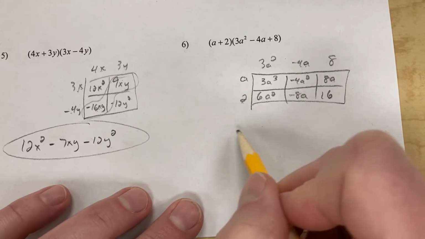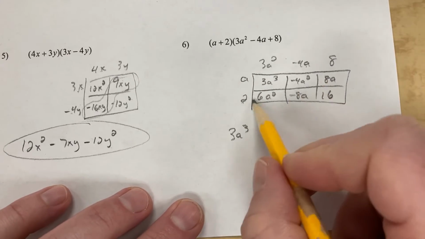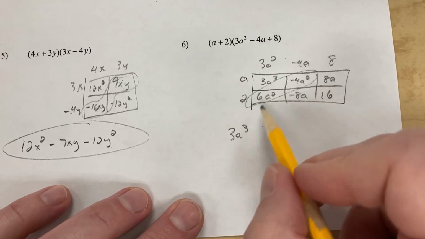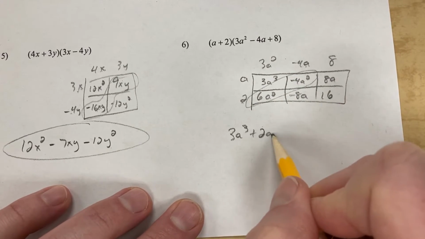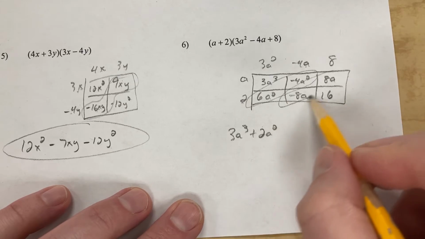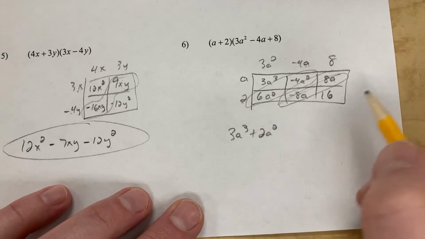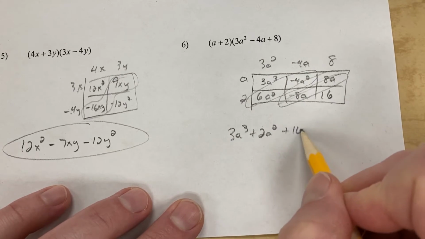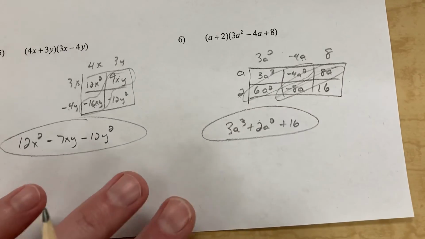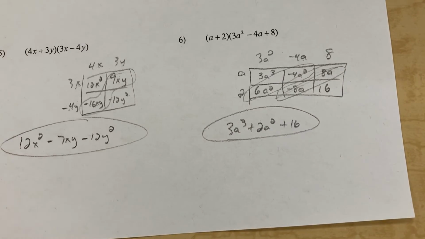So we've got this 3a to the third. We've got 6a squared minus 4a squared. That's 2a squared. 8a minus 8a, that's going to cancel. That's going away. And then we'll just have that plus 16 left over. That'd be our answer there.